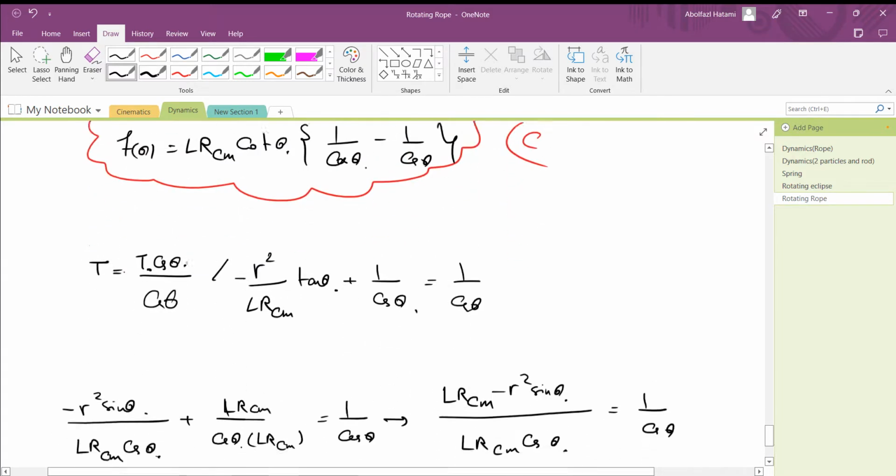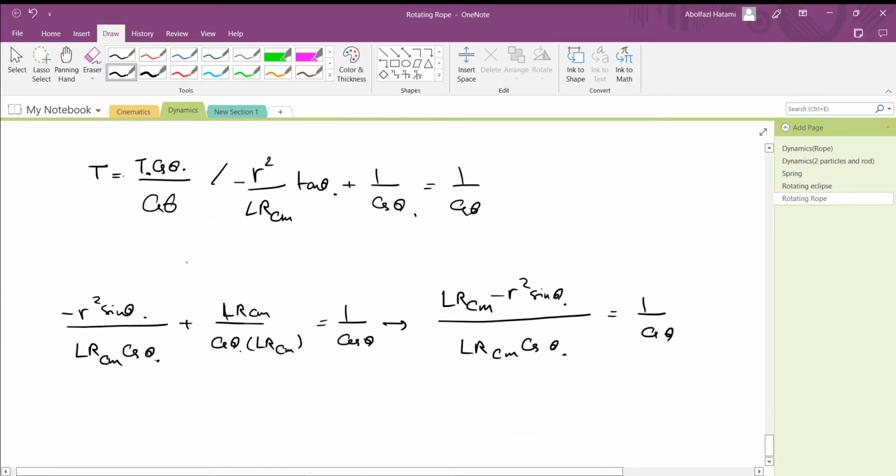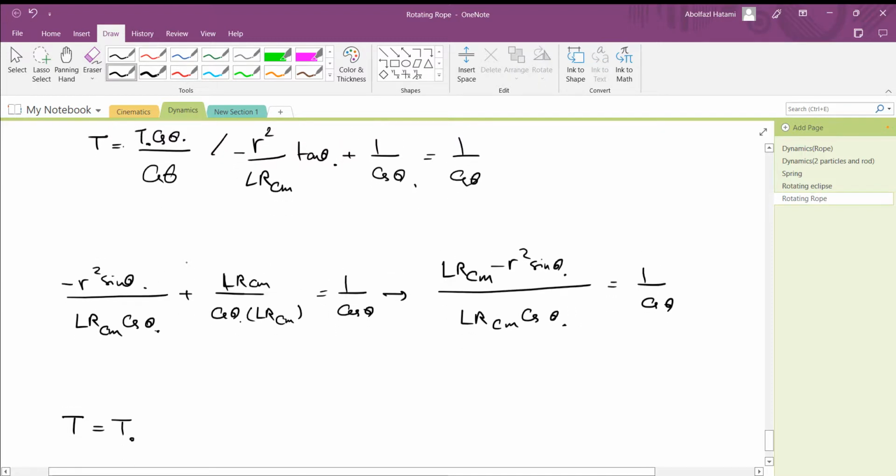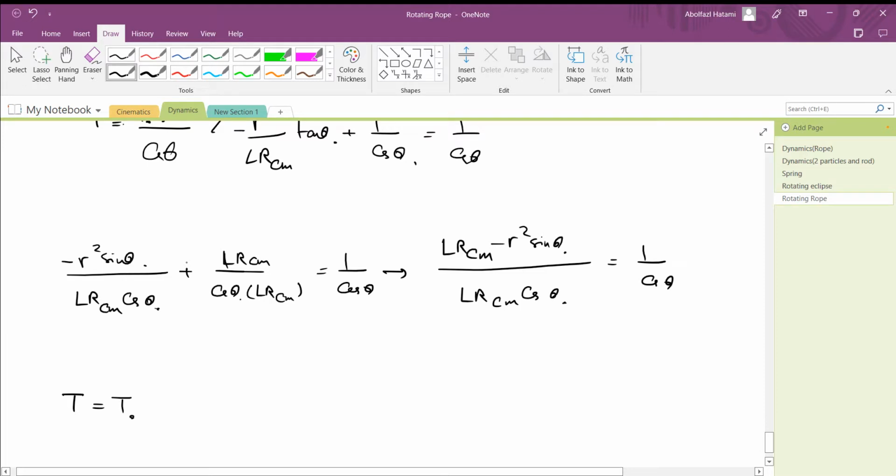So if we multiply this with T0 cosine of theta 0, we obtain T is T0, and cosine of theta 0. We can eliminate the term from the numerator and the denominator, so we obtain something like this: sine of theta 0 divided by LRCM.